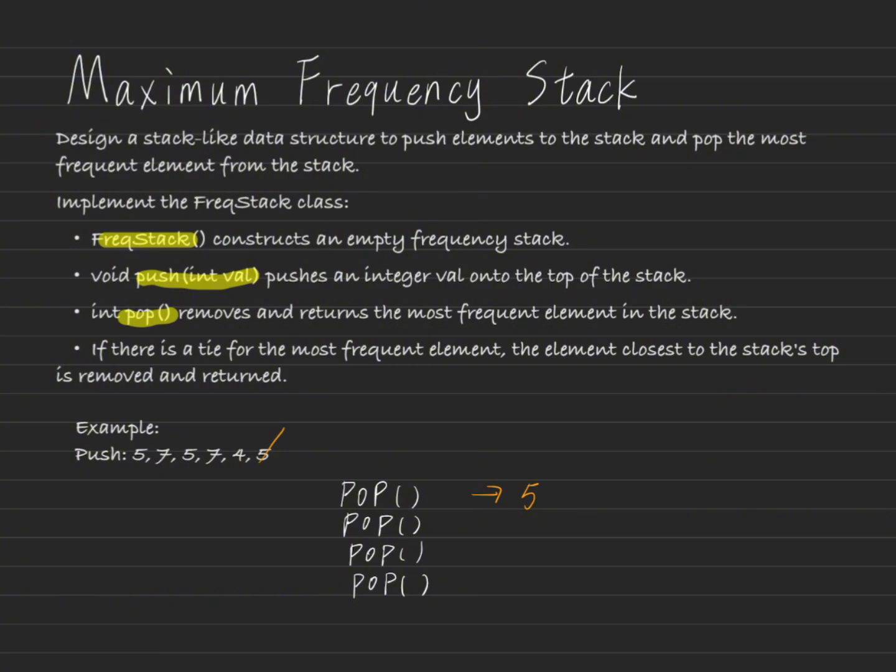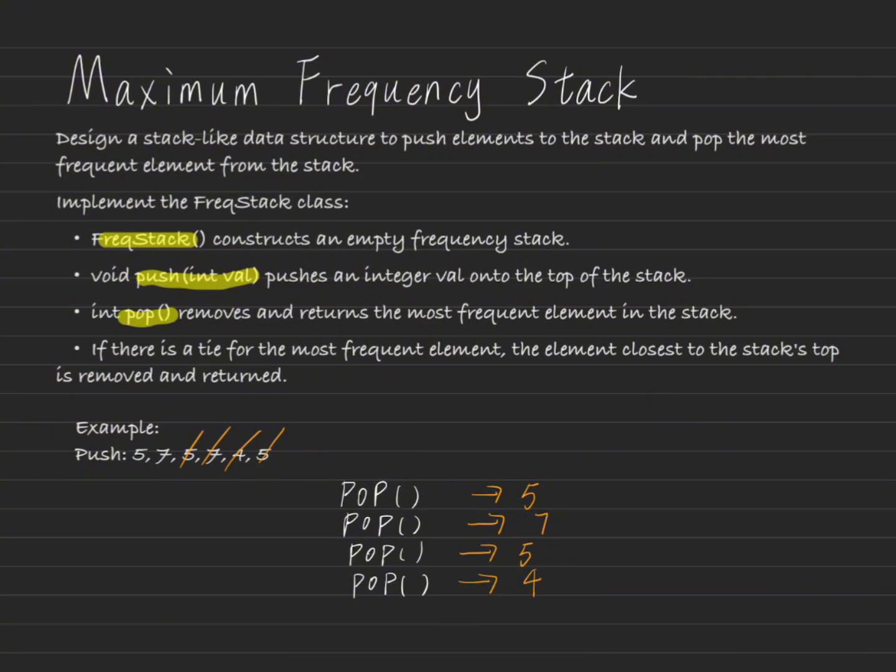Now, both 5 and 7 have a frequency of 2. So if we pop again, the closer one, 7, will be popped. Next, if we call pop again, since 5 is the most frequent element again, the result will be 5. Now, the remaining elements have the same frequency of 1. So if we call pop, then the popped element will be 4, which is the closest to the top of the stack.